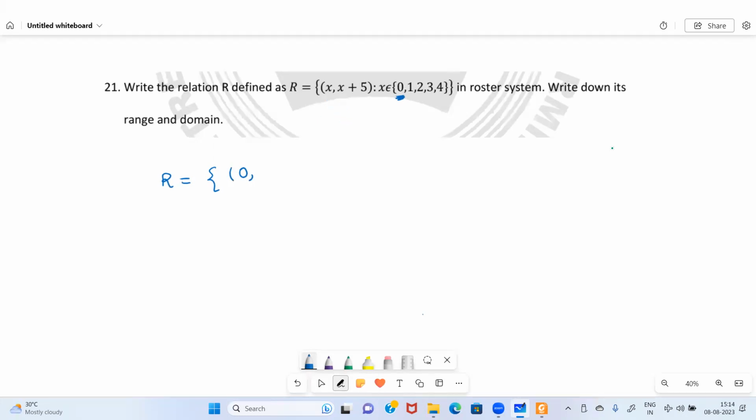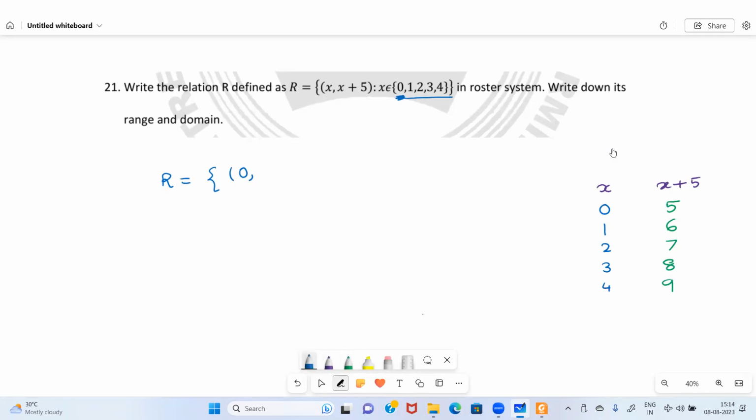Clear? If you want, let me write it in a tabular form so that you understand. So when x takes 0, x can take what all values? 0, 1, 2, 3, 4. So your x plus 5 will be 0 plus 5, 5. When x is 1, it's 1 plus 5, 6. When x is 2, 2 plus 5, 7. When x is 3, 3 plus 5, 8. When x is 4, 4 plus 5, 9.